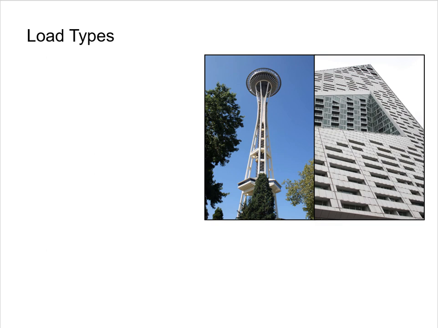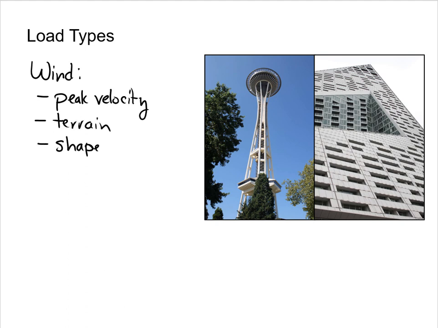Wind and seismic are two other load categories that are based in part on the geographic location of the structure. The wind load that a structure experiences is a function of the peak wind velocity, the terrain near the structure, the shape of the structure, and the height of the structure.